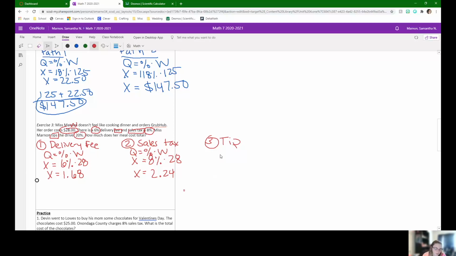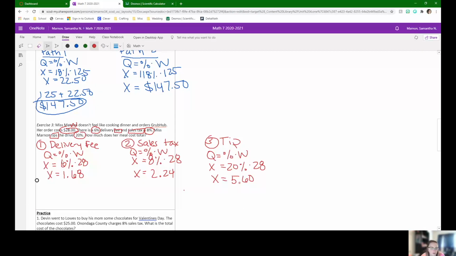For the tip, I think they say to normally do it on the subtotal. I usually like to do it on the total, but we'll do the tip on the subtotal for today. So we're going to do quantity equals percent times whole. Our quantity is the tip we're going to try to find out. Our percent, we're going to tip 20% times the total meal was 28. So for our tip, we're going to do 20% times 28, or 0.2 times 28. And that's going to end up being $5.60.